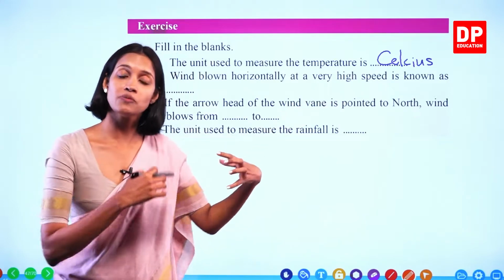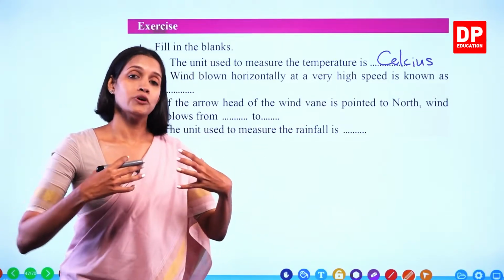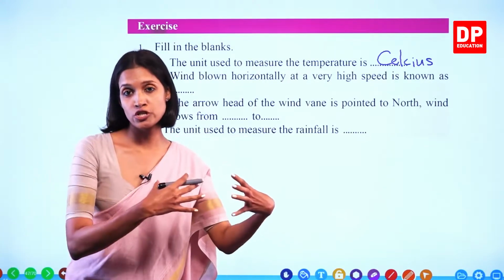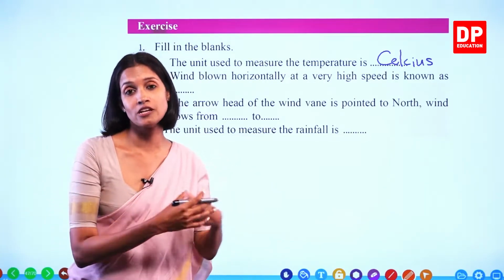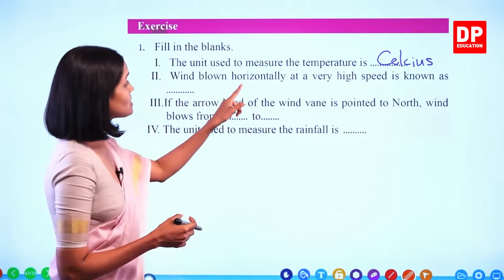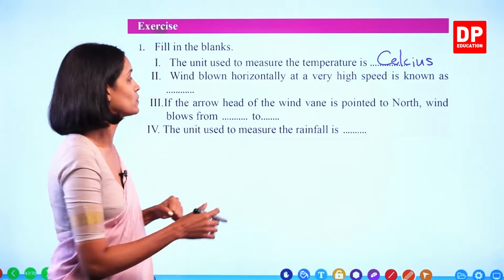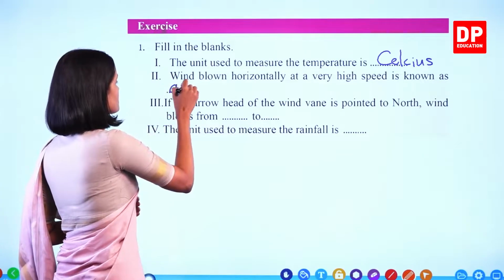Wind blown horizontally at a very high speed. Now, normally wind blows, we learn that the air flows from where it is high pressure to low pressure zones at a certain speed. Okay, but the speed is at very high speed. That is known as a cyclone. Okay, a cyclone.